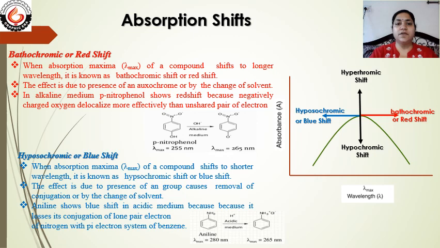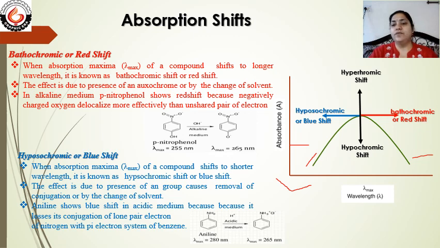First we will discuss the absorption shift. Here a graph is given. This graph is known as spectrum. This green line shows a peak, and here you can see that there are two types of shifts. Either this curve may be moved towards the right or it may be moved towards the left. On the right side is the longer wavelength, on the left side the shorter wavelength.